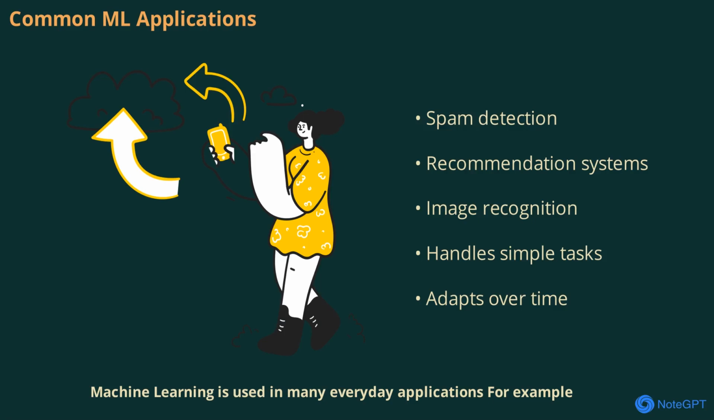Machine learning is used in many everyday applications. For example, spam email detection relies on ML algorithms to identify unwanted messages. Recommendation systems such as those on streaming platforms use ML to suggest content based on user preferences. Basic image recognition, like identifying objects in photos, also uses machine learning techniques. These applications demonstrate how ML models can handle structured and relatively simple tasks, making them a vital part of modern technology. Their ability to learn and adapt over time keeps them relevant in a rapidly changing digital world.